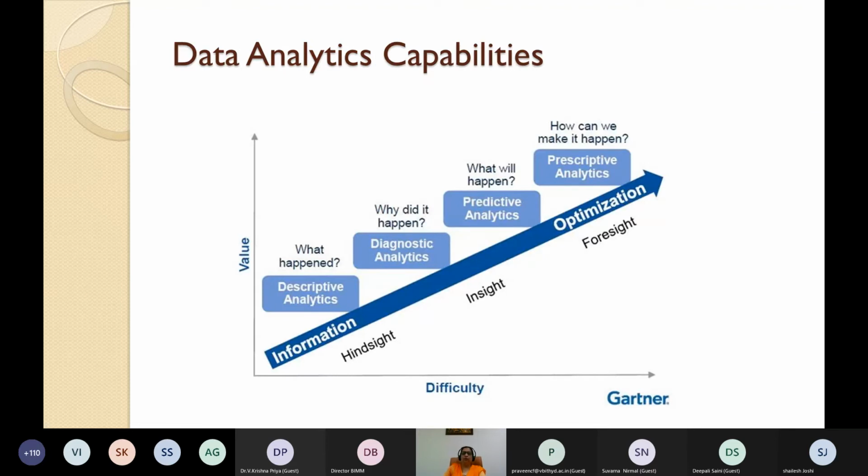So, first of all, we need to identify what happened, that is descriptive analytics. Then why did it happen? Diagnostic analytics. And what is going to happen, that is prediction. And how it can be stopped or how we can make it happen, that is prescriptive analytics. So we will be reading about each type of data analytics capability. This gives you the hindsight, or the information of what has actually happened.